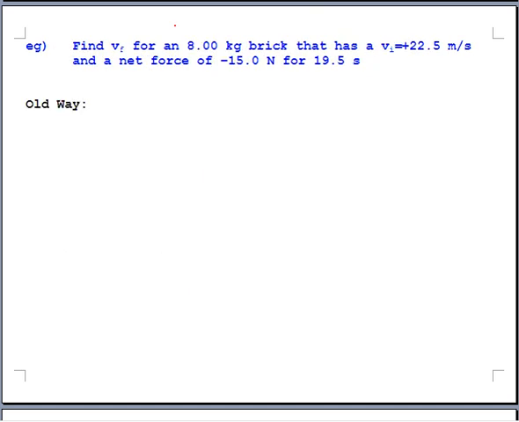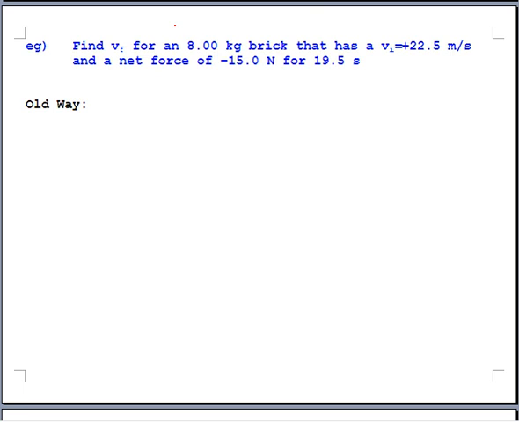And we'll finish off with one final example here. We are looking for the final velocity for a brick that has an initial velocity of 22.5 meters per second and a net force of negative 15 newtons acting on it for 19.5 seconds. I want to show you the old way of solving this, and I don't even know if you need to copy the old way down.